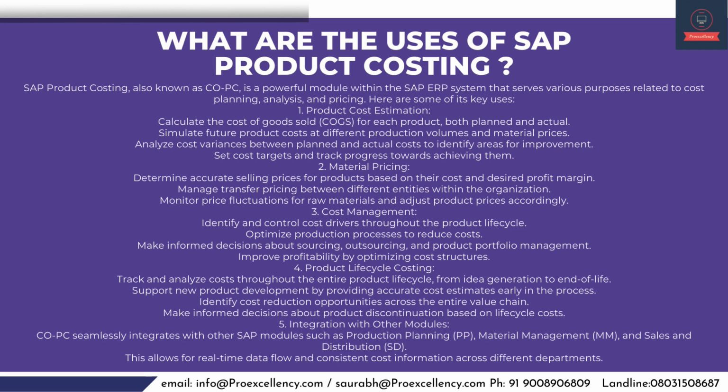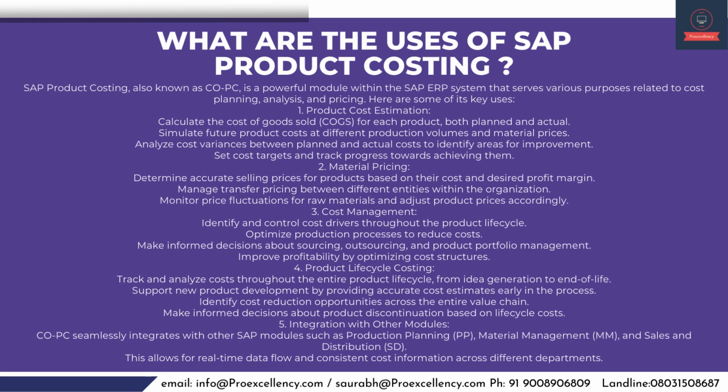1. Product cost estimation. Calculate the cost of goods sold, COGS, for each product, both planned and actual. Simulate future product costs at different production volumes and material prices. Analyze cost variances between planned and actual costs to identify areas for improvement. Set cost targets and track progress towards achieving them.